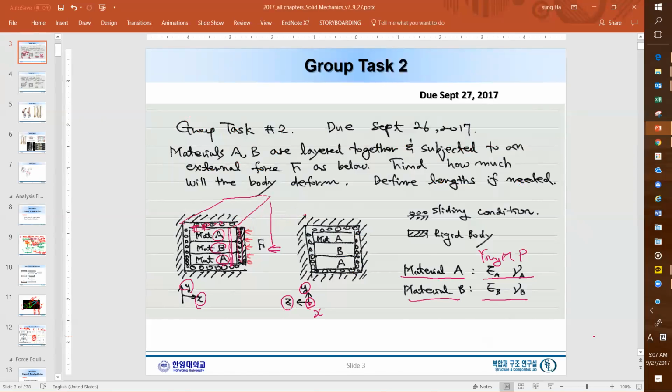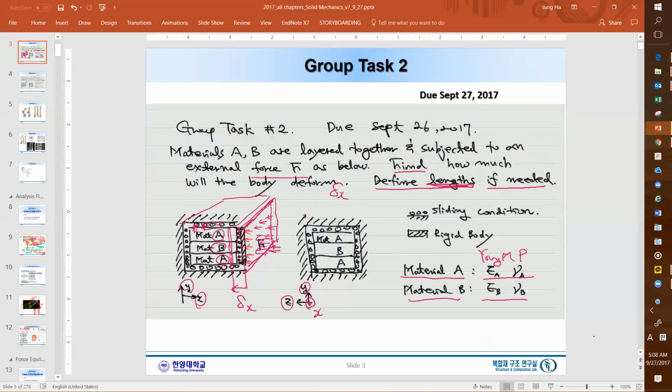We should always be able to visualize, which will help us understand and solve the problem. So this is a rigid body, and we apply all the forces here. The whole rigid body will have a certain displacement, which we can call delta x. Okay, that's the problem. Now the external force F is given, and we need to find how much the body will deform, that is, by symbol, how much delta x we will have. Okay, define lengths. This is one of the key important points. Define lengths or dimensions if needed.